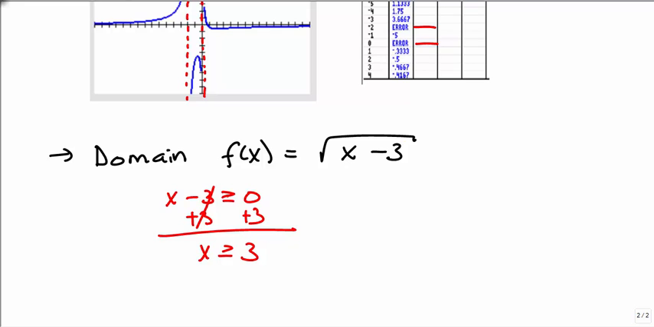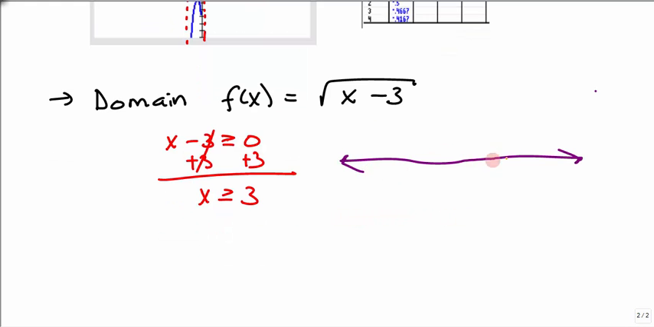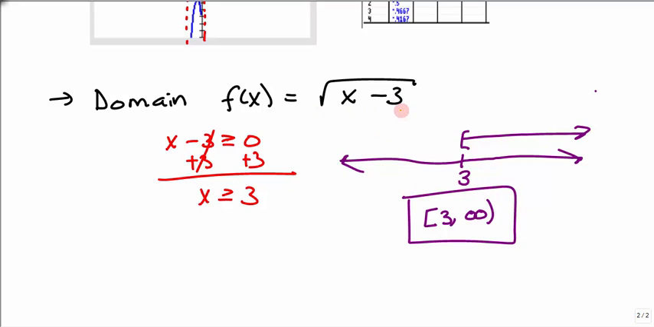Now if we were to graph this on a number line, x greater than or equal to 3, okay, and then we have this value of 3, so here would be 3. Now greater than or equal to, this would be a bracket, and greater than or equal to is to the right. So for interval notation, my domain would be the interval from bracket 3 to infinity. Now I can equal 3 because I can take the square root of 0, and it's not in the denominator, so I'm good there.